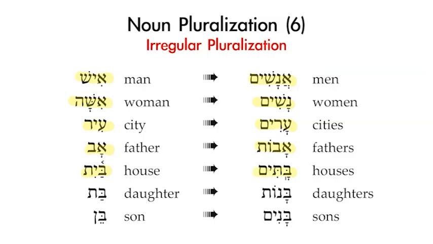It drops the yod between the bet and the tav. We have bat for daughter, and look, it goes to banot. The tav drops and it adds nun. Banot looks like the feminine plural form of sons, so that can be very confusing. And then we've got ben and banim. So banim, where the tsere vowel changes to qamets, and then you get the hirik yod mem ending.